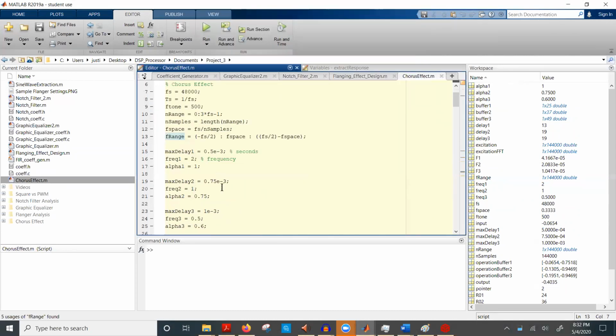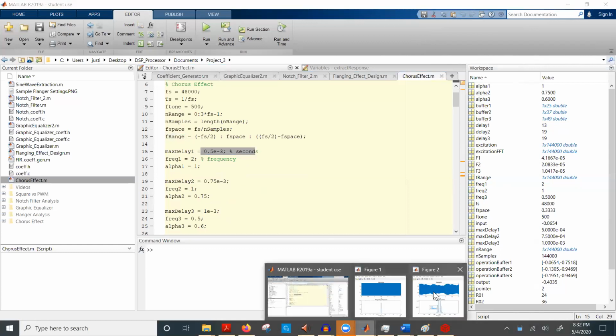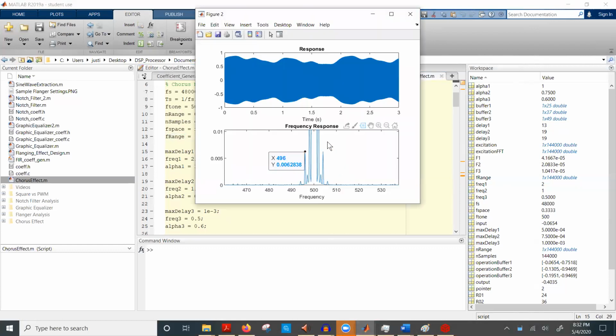And notice that the maximum delay when I did the chorus effect is only half. Oh, here it's half a millisecond. This one's 0.5 millisecond. This is 1 millisecond. So these are very short delays. So that would give us the chorus effect that we would expect, or that we would traditionally hear, where it sounds like a bunch of echoes. And notice how the amplitude of the modulation doesn't change very much.